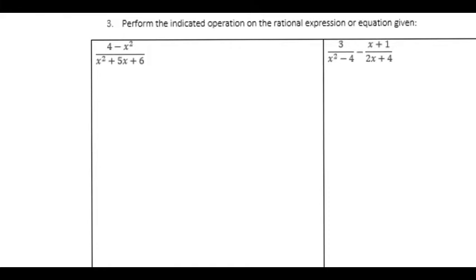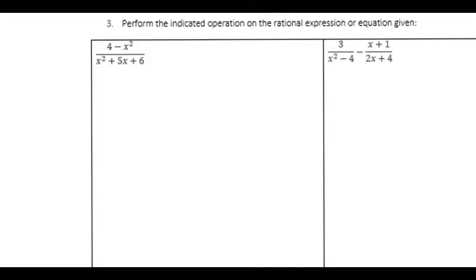Okay, so here we have these tougher problems that we've been working with, which are to perform the indicated operation. And these we tend to have trouble with just because they involve a lot of factoring. So you have to be really good on your factoring rules in order to be successful with these types of problems. So for the first one, this is just a simplifying problem, meaning that I should factor the whole numerator, factor the whole denominator, and see if there's anything that simplifies.